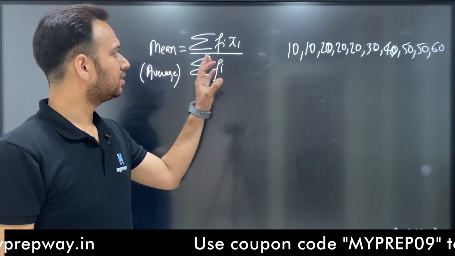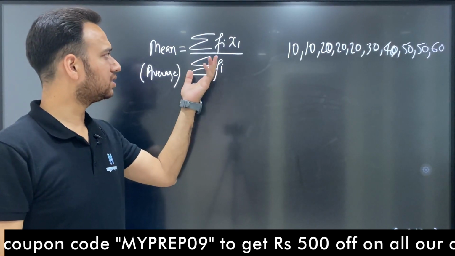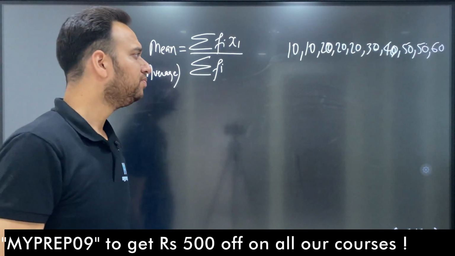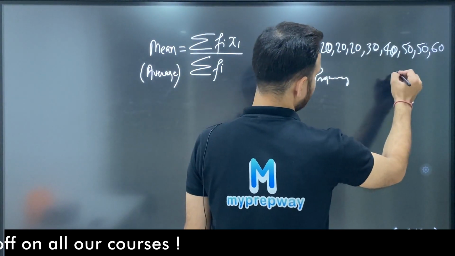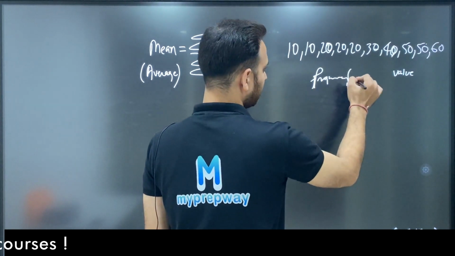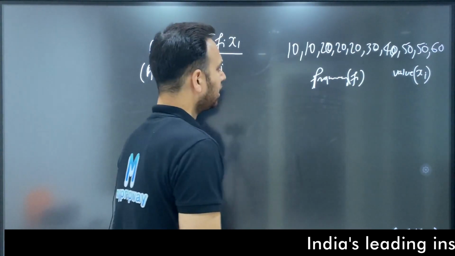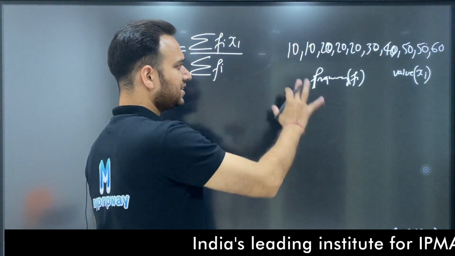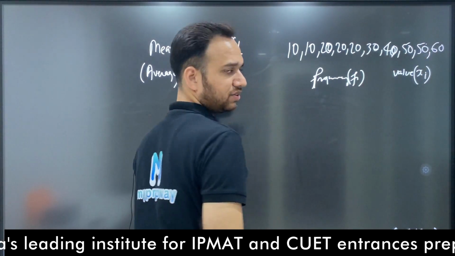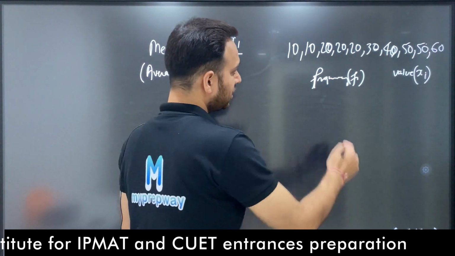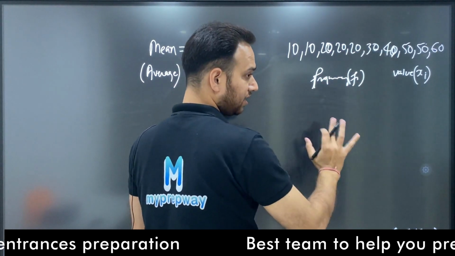The table that the authors give to calculate the mean is something like frequency and value. Frequency we take fi and value we take xi. I want you all to connect this formula with the simple average. You know how to calculate the average of this, right? I hope you know.